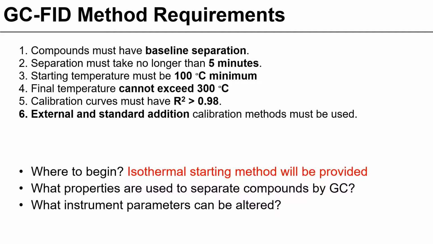So the question here is, what properties are used to separate compounds by GC? And you guys should have some familiarity with this by now. So take a second to think about that.